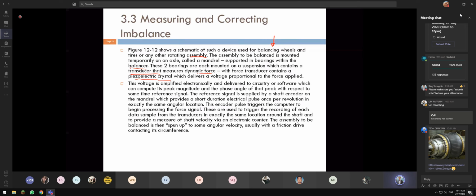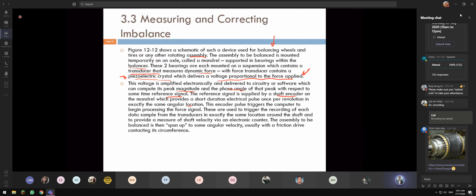The force transducer contains a piezoelectric crystal which delivers a voltage proportional to the force applied. So this is just an explanation of the transducer. Normally they use a piezoelectric sensor as a transducer. This voltage is amplified electronically and delivered to the circuitry or software, which can compute its peak magnitude and the phase angle of those peaks with respect to some reference signal. The reference signal is supplied by a shaft encoder, as I mentioned, on the mandrel, which provides a short duration electric pulse once per revolution in exactly the same angular location.